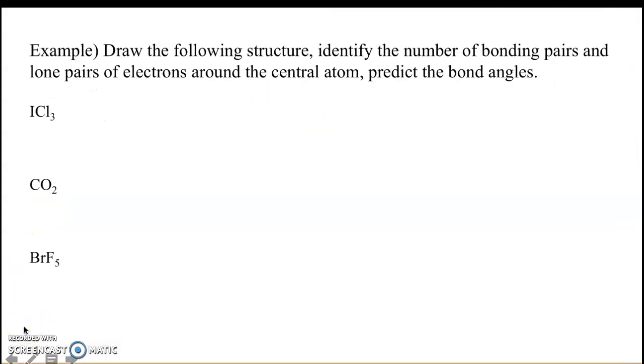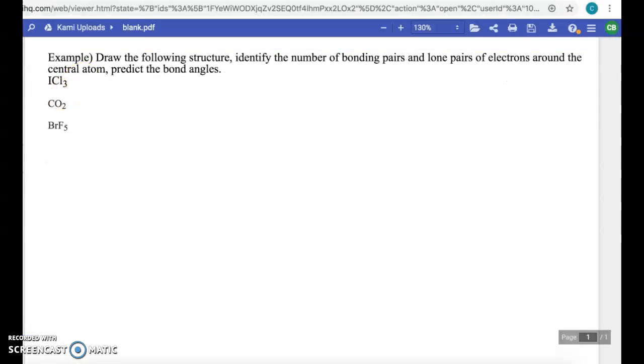So we're going to draw the following structures, identify the number of bonding pairs and lone pairs of electrons around the central atom, and predict the bond angles, and also name the shapes. I'm going to do the first couple, and then I'll leave the last one for you to try. All right, here we go. So I'm actually going to start with CO2.